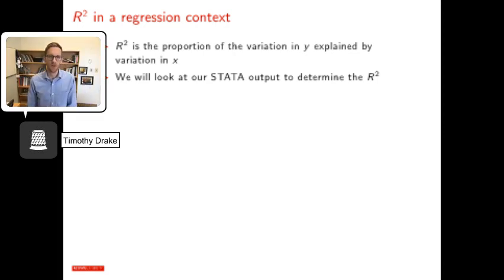Just as with the correlation, we talked about R-squared, it also fits within a regression context as well. It's going to be the proportion of the variation in y that's explained by x. So what's the percentage or proportion of how y varies that we can attribute to x? And Stata is going to give us the R-squared value for each of our regressions.